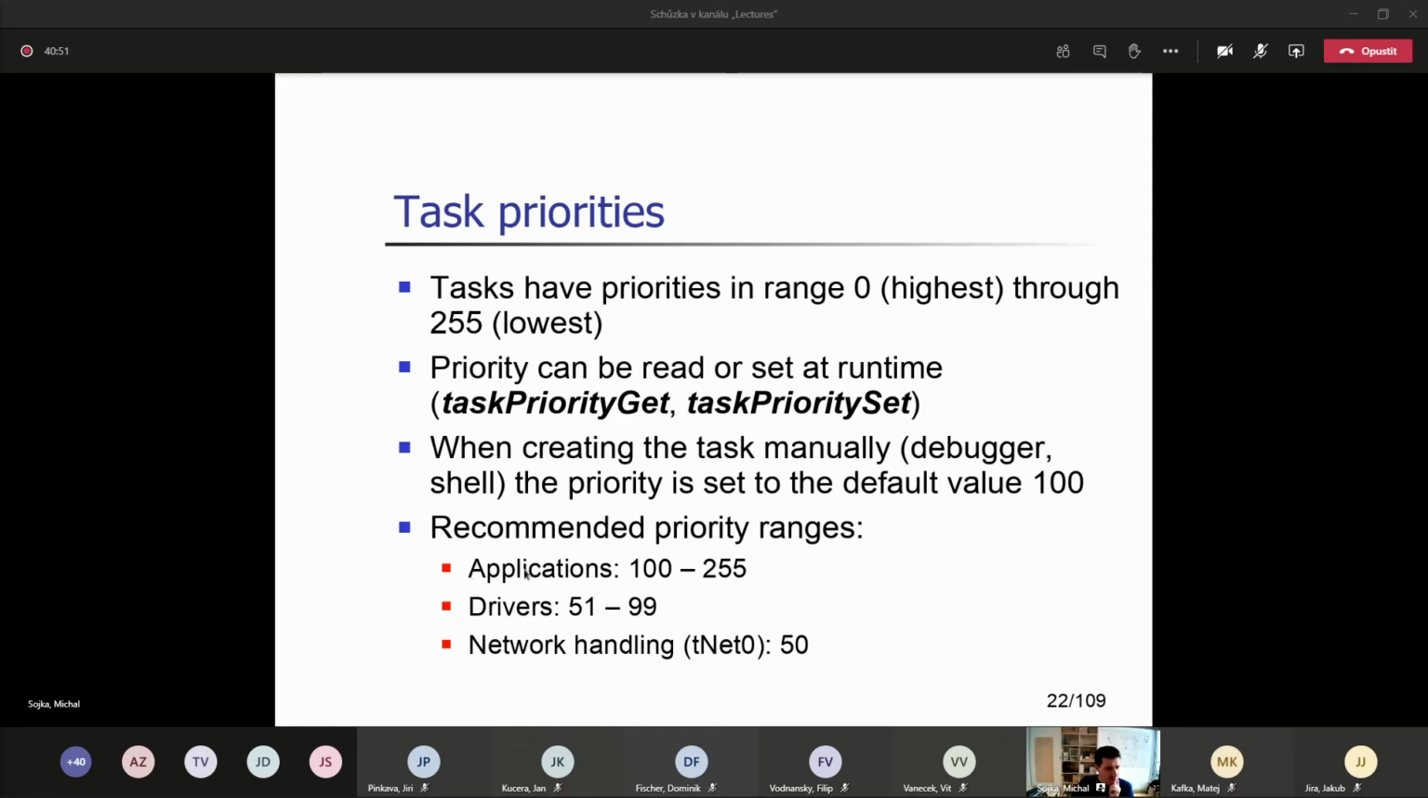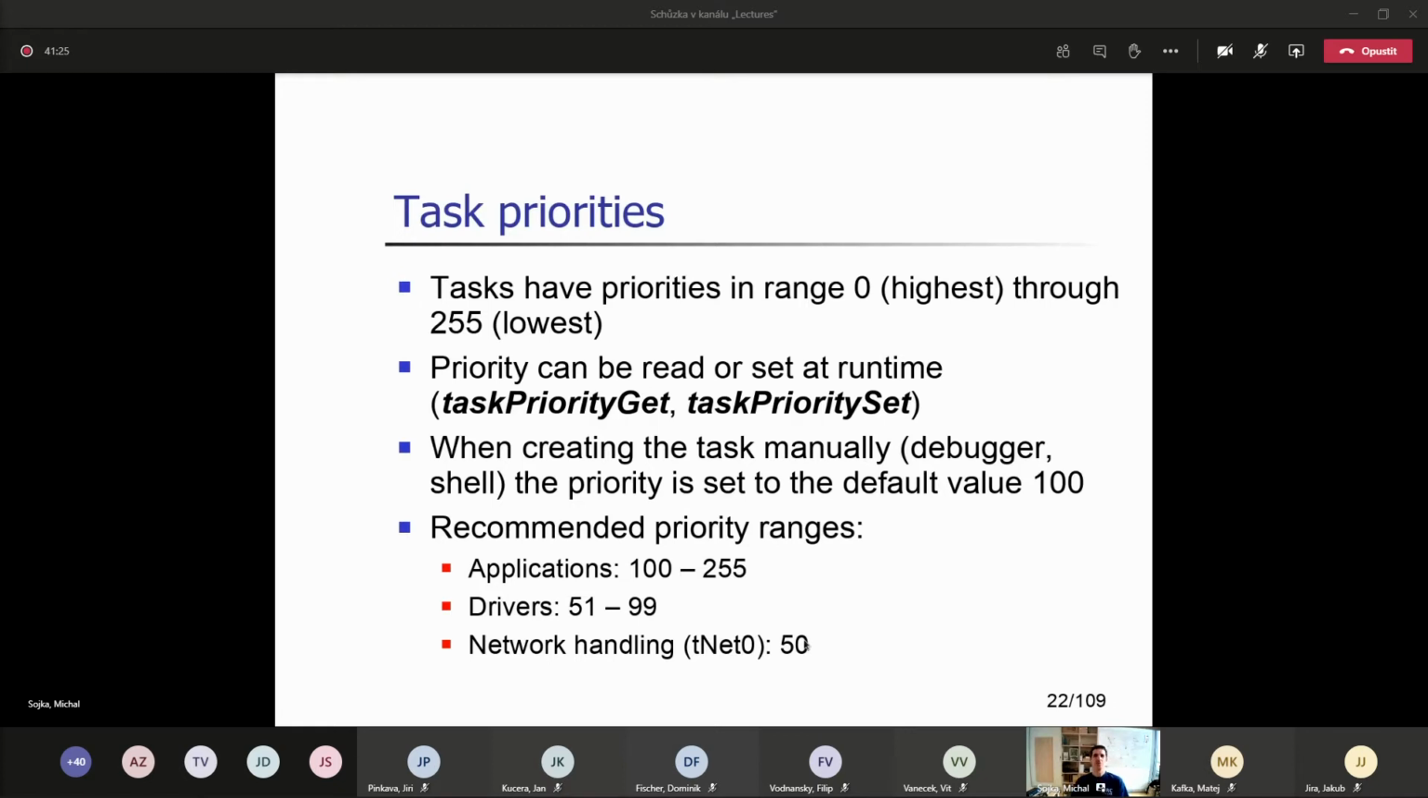For applications, whenever you are developing applications, it is recommended that you use priorities in the range 100 to 155. Device drivers, either your device drivers or the stock device drivers, use priorities in that range, and network handling uses the priority 50, and there are a few more things running with priority below 50.